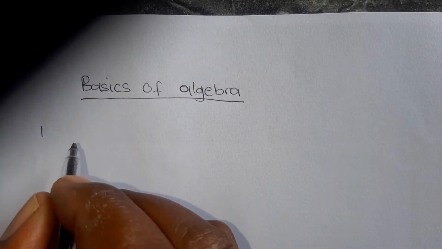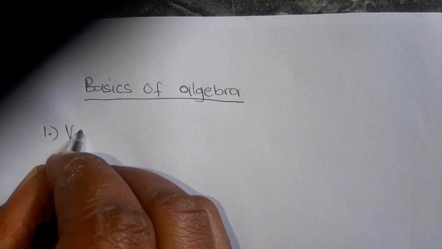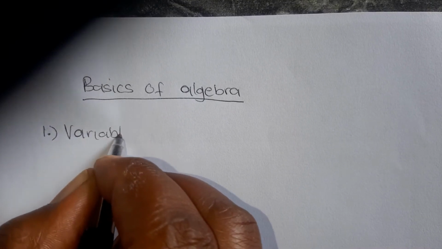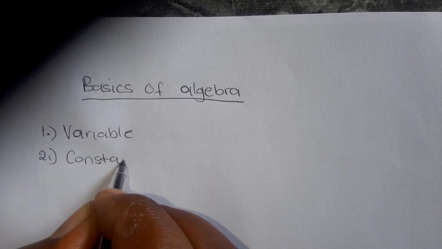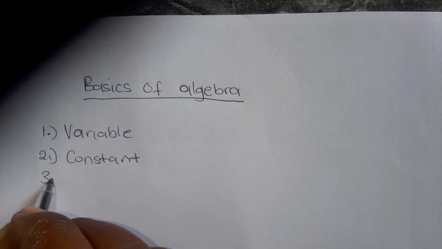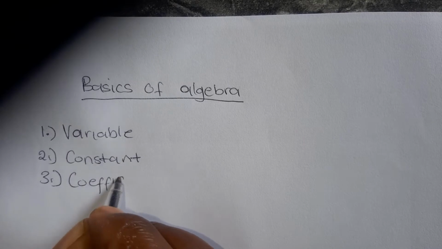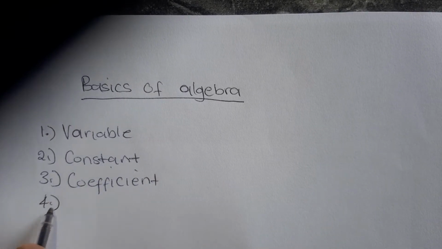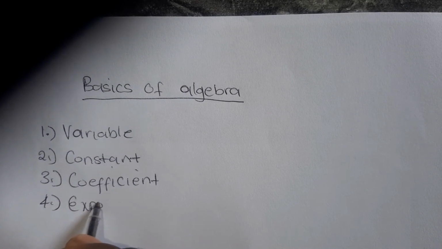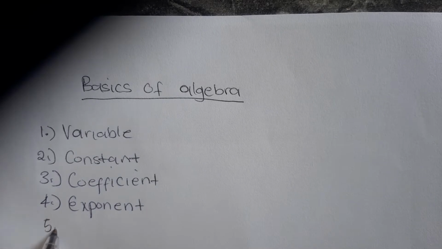Number 1, it's variable. Number 2, constant. Number 3, coefficient. Number 4, exponent. Number 5, base.